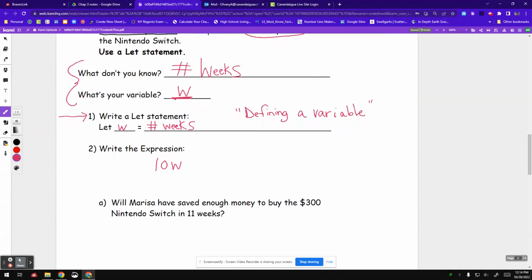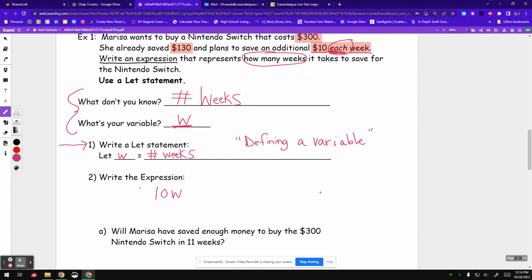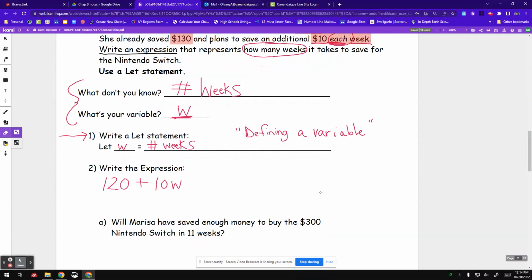Okay, so now skip back ahead to my expression. $10 times the number of weeks plus what she already has saved. She already saved 130. We're going to put those together and hope to have a total of 300. Oops, that's not an expression. I know someone's going to catch me on that. There's my expression. Write the expression to find how much.